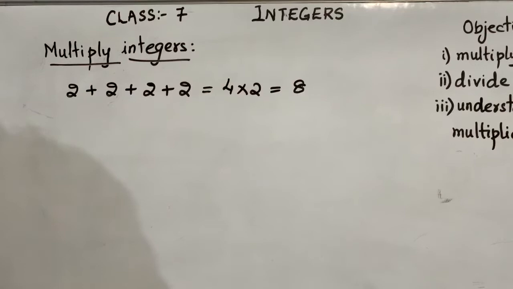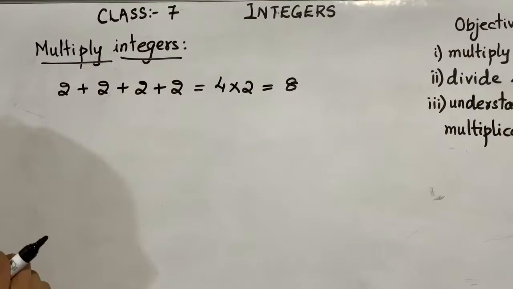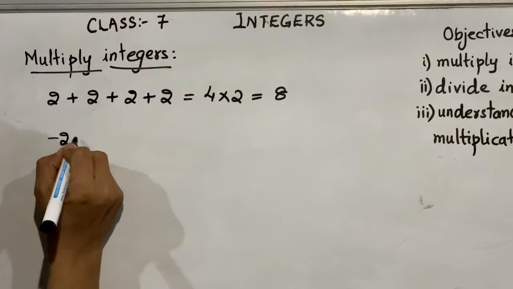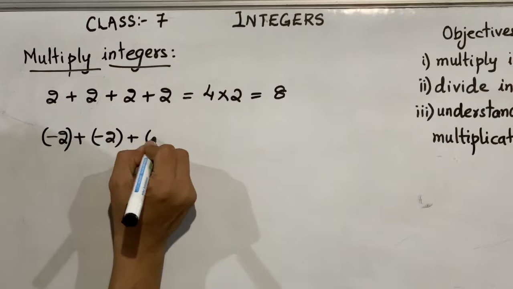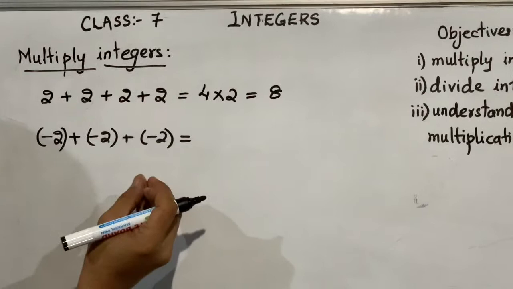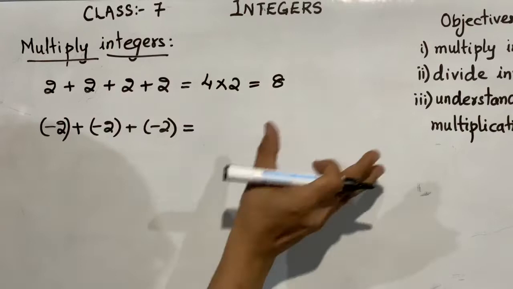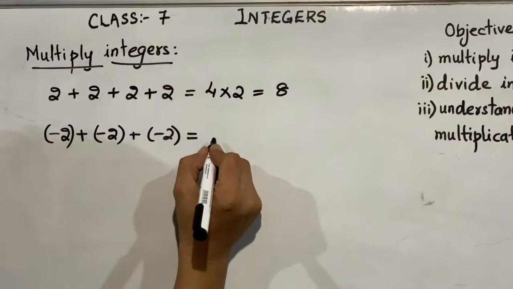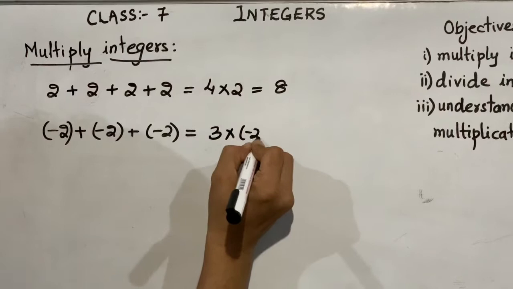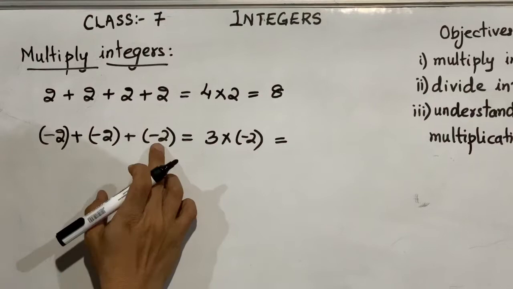Now, in whole numbers we have done this. What about integers? If we add negative 2, 3 times, that is negative 3 times negative 2, which is equal to the summation of negative 2, negative 2, negative 2, and the answer is negative 6.